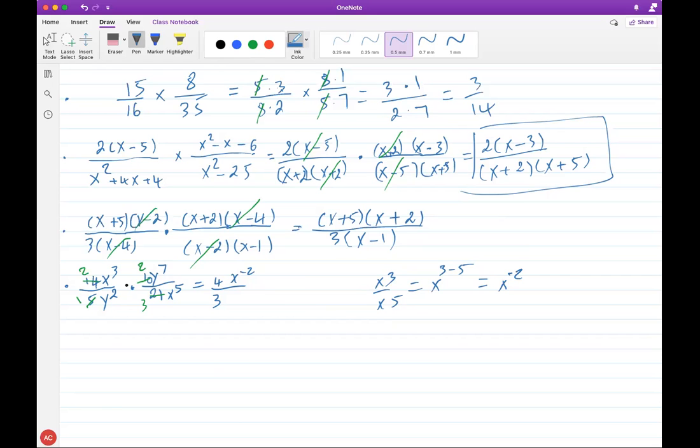What about y^7 over y^2? That would be y^5. That's right, we subtract, and it will be y^5. Almost done. As always, make your powers positive. Move that down. It turns into 3y^5 over 4x^2.